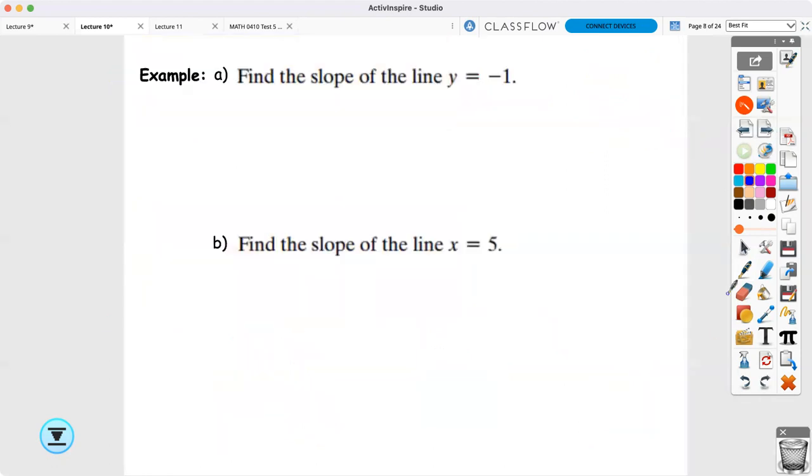All right. Example A, I'm gonna go ahead and give you guys 1 minute to write down A and B into your notebook. And we'll jump into it.